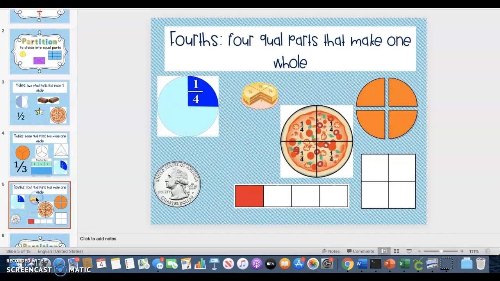Now let's talk about fourths. When we say the word fourths, we're talking about 4 equal parts that make one whole.